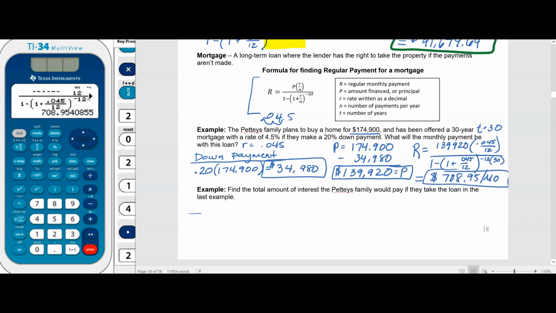So the next example, this is really the interesting part, is find the total amount of interest that this family pays if they take the loan in the last example.